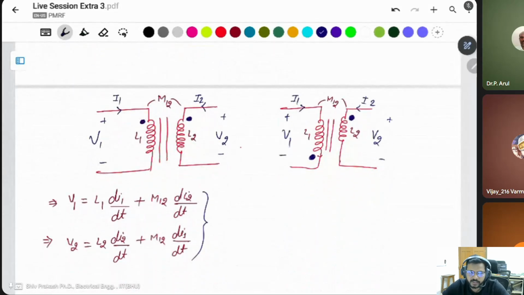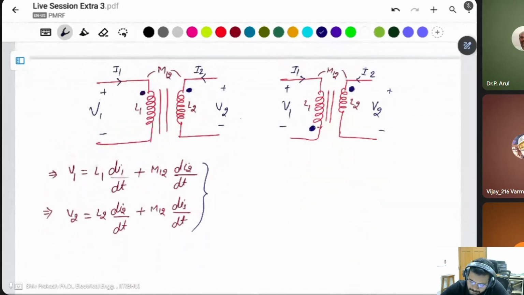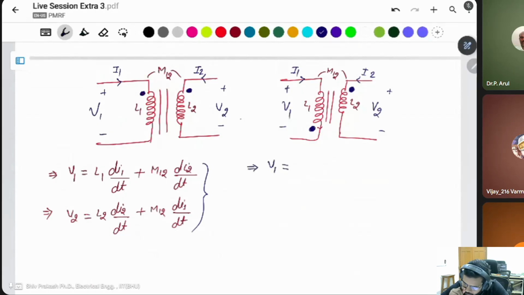Now the other winding case. V1 is equal to the self winding term L1 di1 by dt, but here the dot connection is opposite. The current is entering into the dot in one winding, and in the other the current is leaving from the dot. That's why this will be opposition. In opposition, the mutual inductance should be negative. It will oppose the own coil. That's why minus M12 times the secondary current di2 by dt.